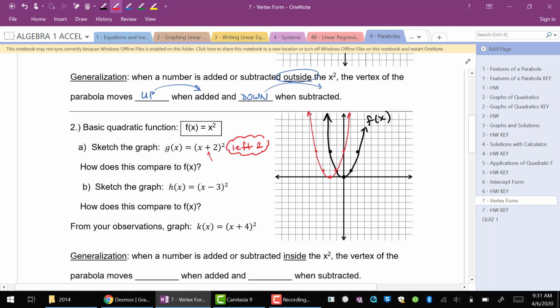Change colors. Sketch the graph h of x, x minus 3 quantity squared. Well, that's going to be a shift to the right by 3. And again, look how it's a minus in there. Minus typically in mathematics means negative or left, but it's the opposite when we have a horizontal shift. So x minus 3 quantity squared means we're actually shifting all of these points to the right by 3 units.